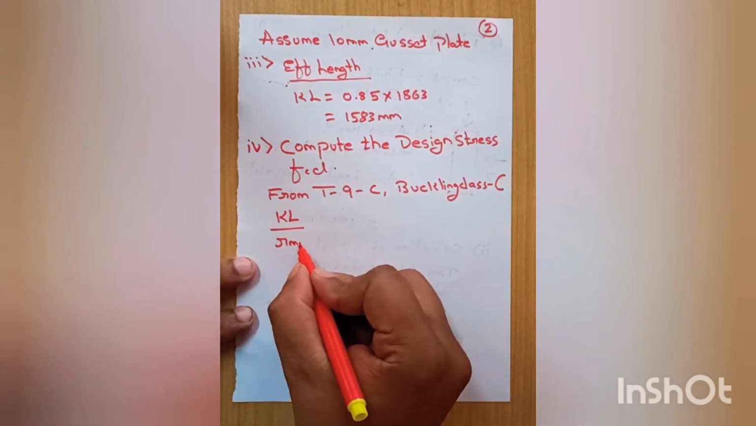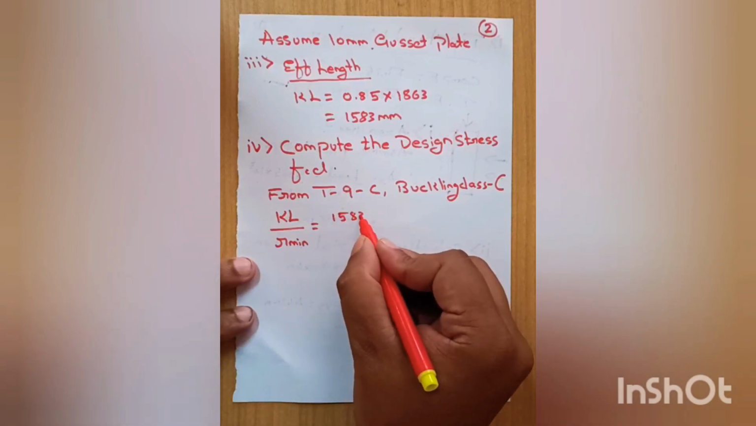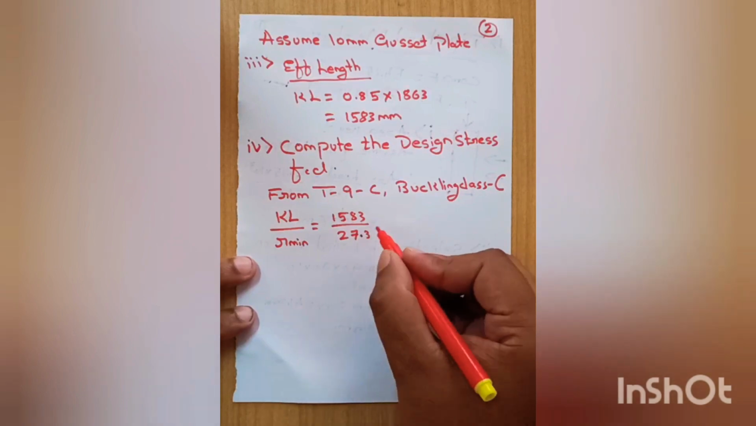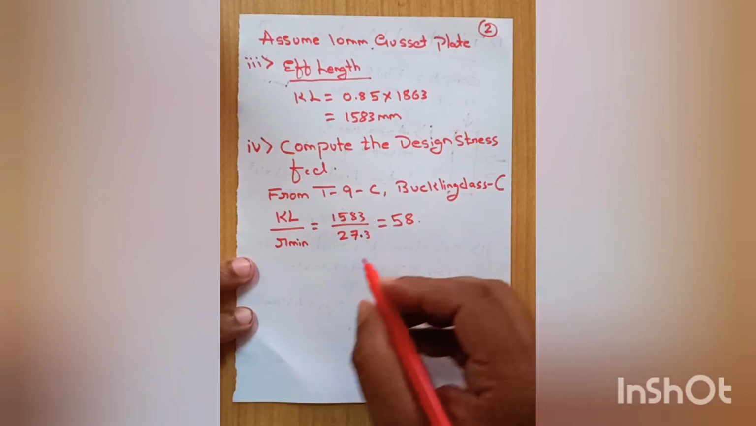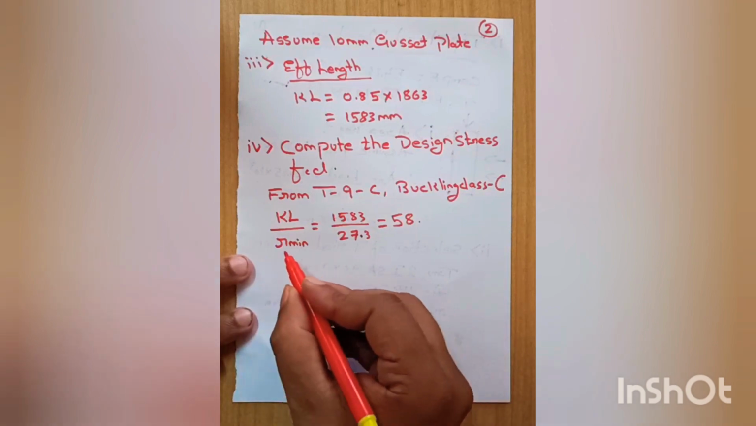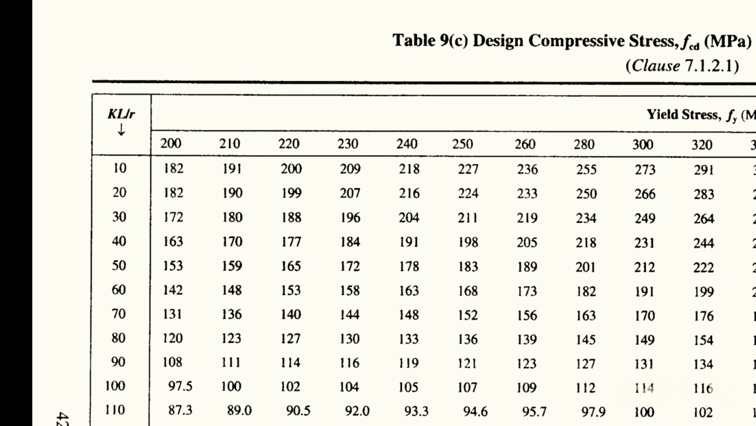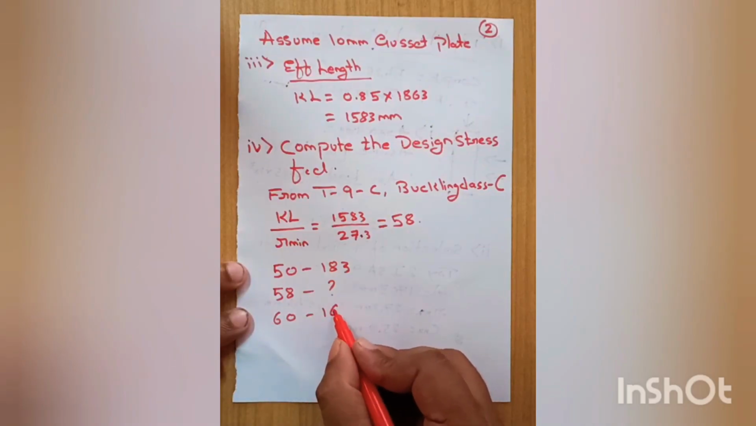KL by R minimum ratio, that is slenderness ratio, is 1583 divided by 27.3, which comes around 58. So now referring to table number 9C for buckling class C, for KL by R minimum 58 and FY 250. So for 50 it is 183. For 58 we need to find. For 60 it is 168.